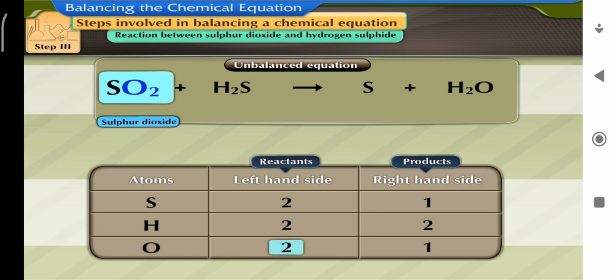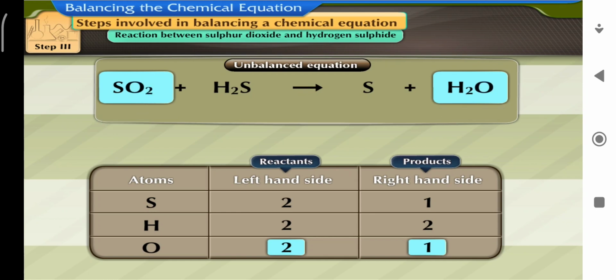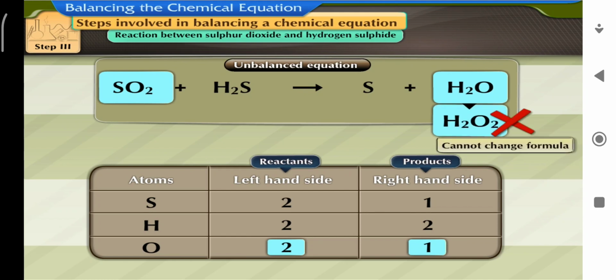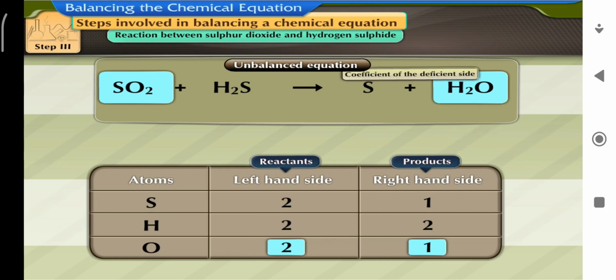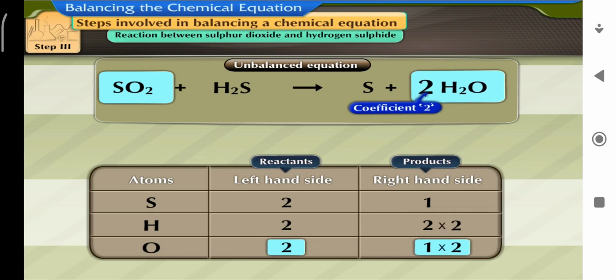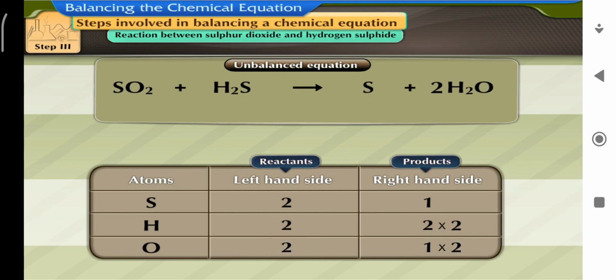We have seen that there are 2 oxygen atoms in SO2 in the reactant side and 1 oxygen atom in H2O, which is in the product side. Try and balance the number of oxygen atoms. To balance the number of oxygen atoms, we cannot make H2O to H2O2. In other words, we cannot change the formulae of a reactant or a product to balance a particular element. But we can change the coefficient of the deficient side, whether it is in the reactant side or the product side. We can put the proper coefficient 2 for the H2O molecule to balance the oxygen atom to get 2H2O. The equation can be expressed as SO2 plus H2S gives S plus 2H2O.